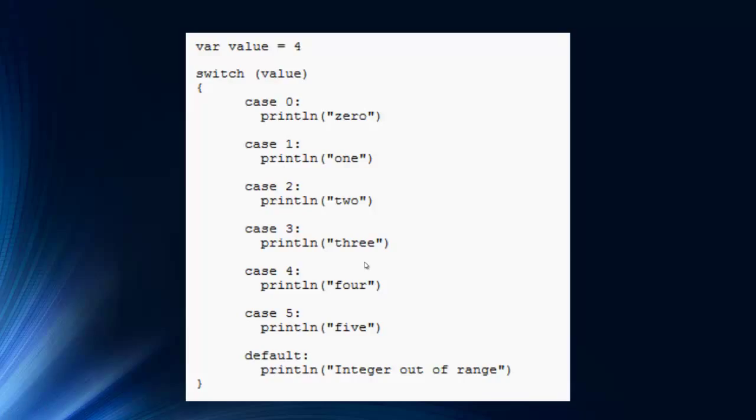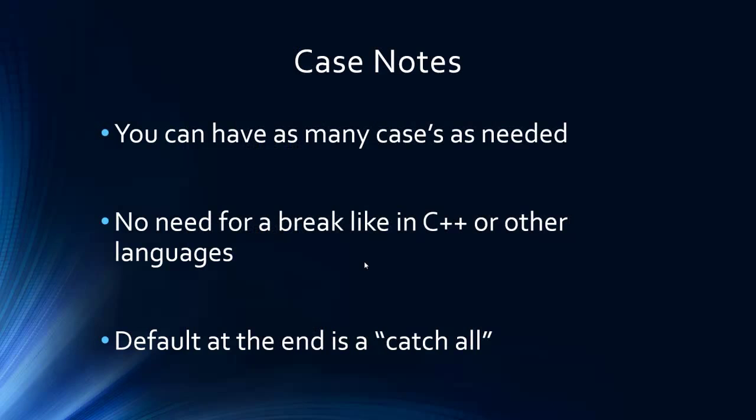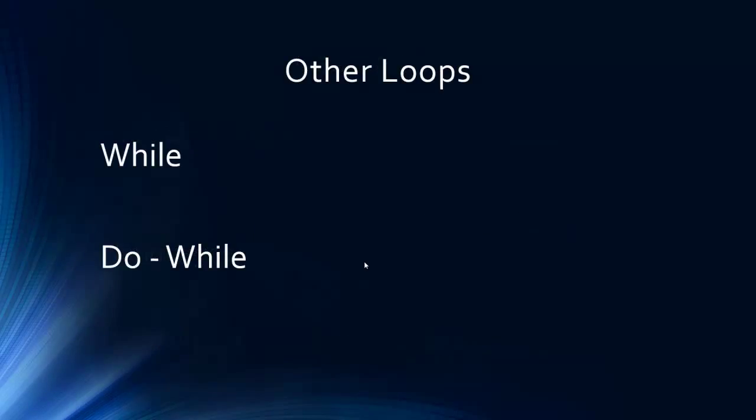But we don't need to do that with Swift, because in Swift it's automatically assumed that if something matches, you're going to break out of the statement. So just another cool thing about Swift. Remember, you can have as many cases as you need. If you need 50 or 100, you can do all that, and you don't need a break after each option. And that default at the end is kind of a catch-all. It's typically used if the user did not input the type of code you expected, to spit something else out like that. All right, so loops.